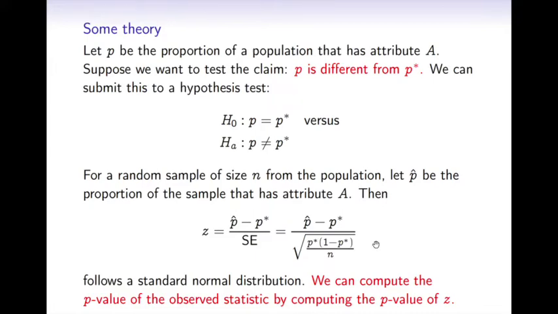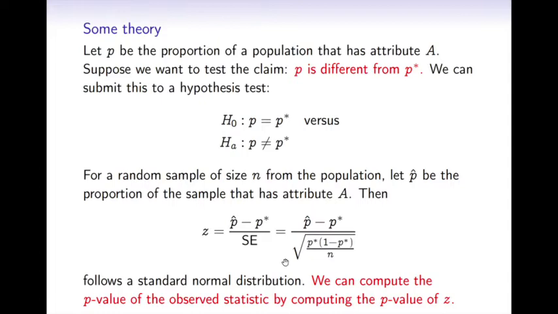Now, I want you to make one special note here. Notice that the value of SE here is using p star, not p hat. Why? Because we're living in the world in which the null hypothesis is true. So we're really saying that within the population, the true proportion of the attribute is p star, and this is reflected in this standard error. One common mistake in computing the z-score is to use p hat in place of p star. You should really use p star here.